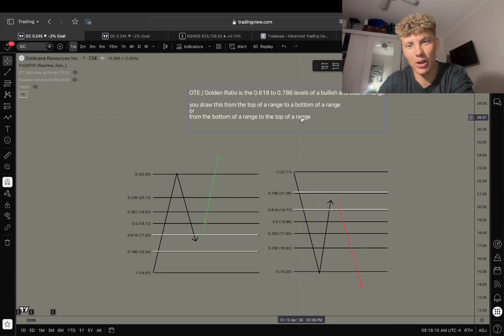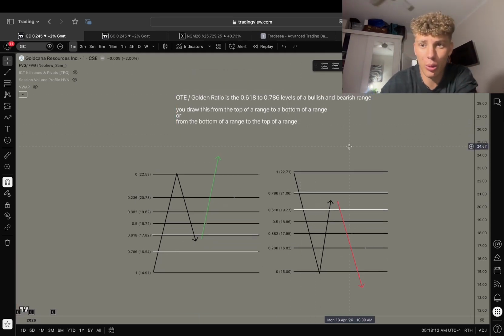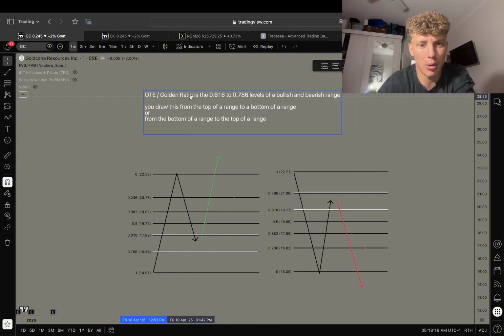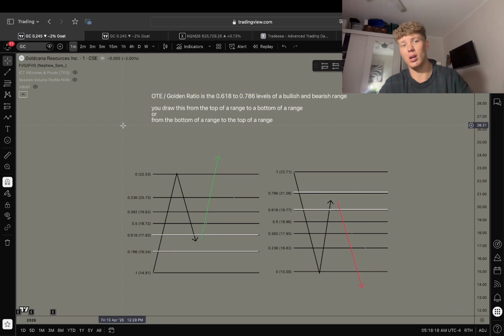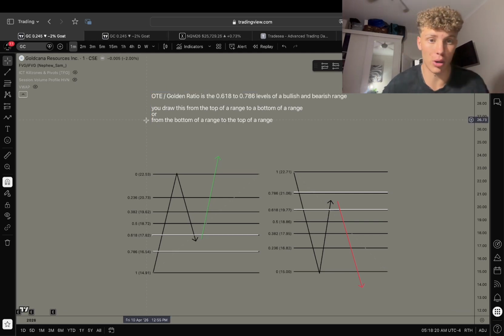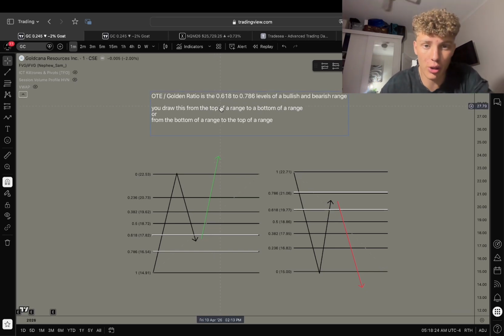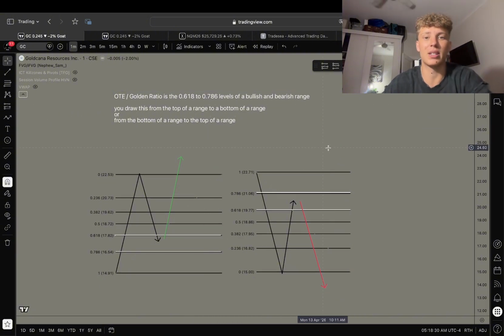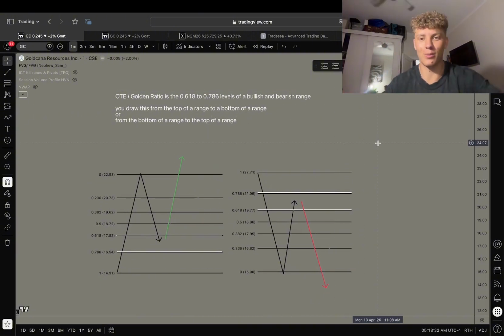So today we are going to be going over a little thing called OTE, the golden ratio. It's most commonly known as OTE. I don't know what that stands for, I'm not going to lie. I just call it the golden ratio, it makes it very simple. And the golden ratio is the 0.618 of the Fibonacci retracement tool and the 0.786 level. I'll explain all of this in one second.